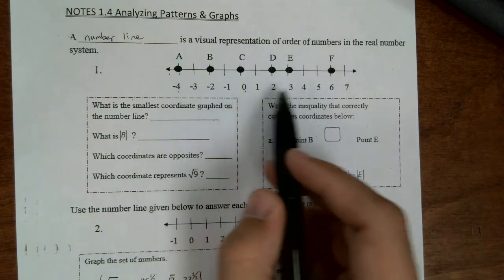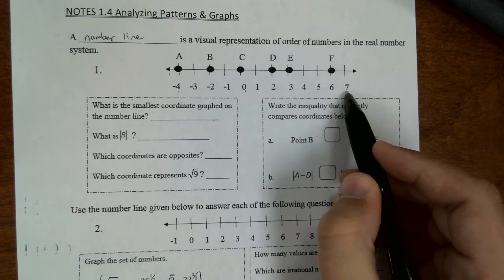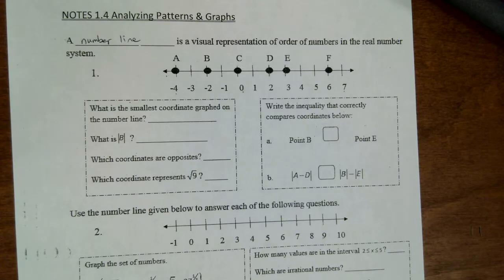Likewise, anything to the right of 0 will be positive. Again, the positive numbers don't stop at 7. They keep on extending farther and farther to the right. So now, using this number line, we're going to answer a couple of questions.